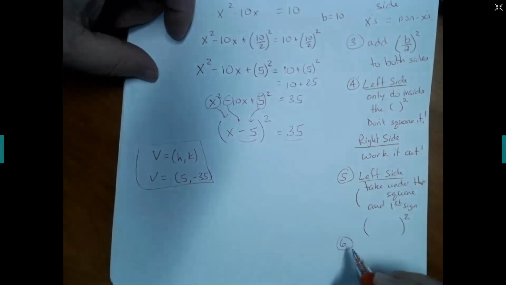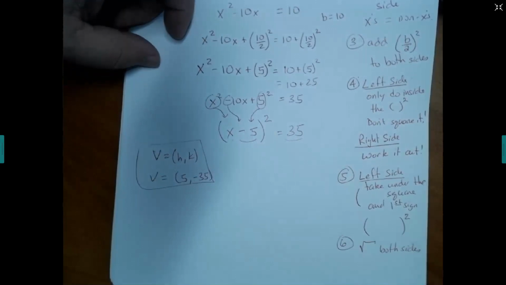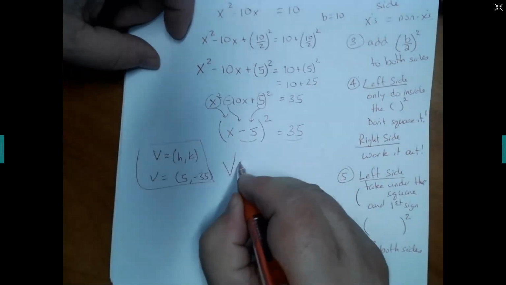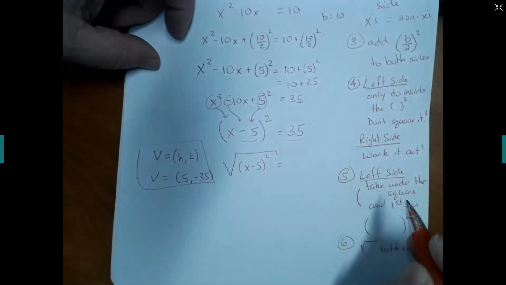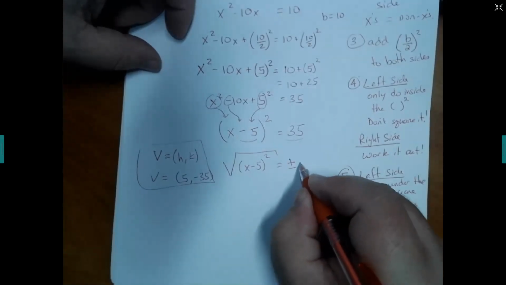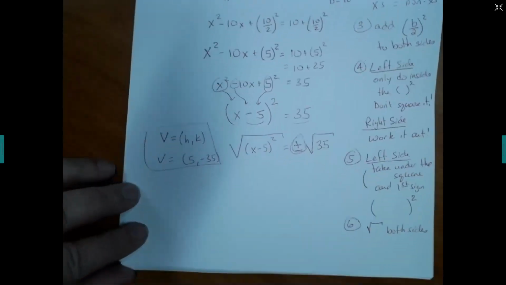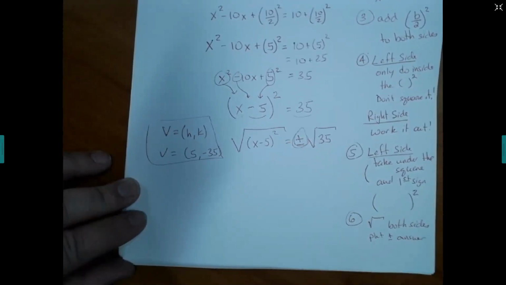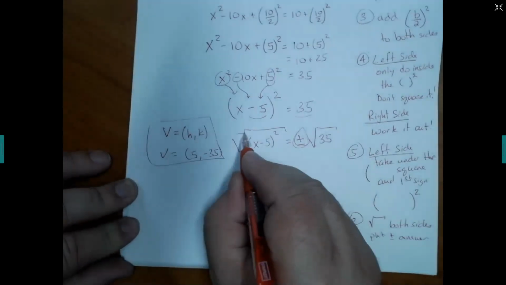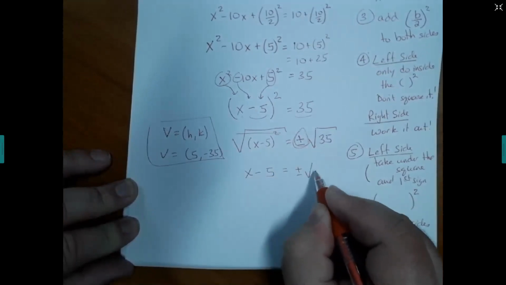Remember, let's try to solve for x. Square root both sides, because we want to get rid of the square. So we have x minus 5 squared, the square root. Remember, you have to put a plus or minus in front of the answer. Don't forget that. So the square and the square root cancel out. So I have just x minus 5 equals plus or minus the square root of 35.